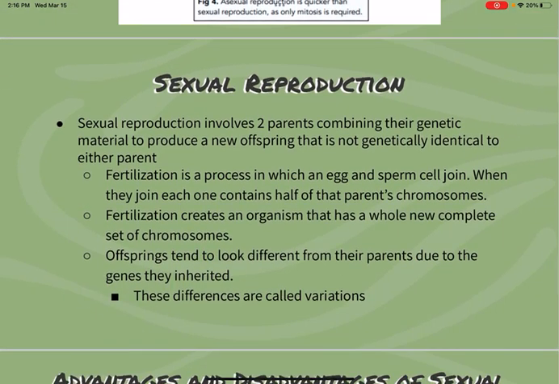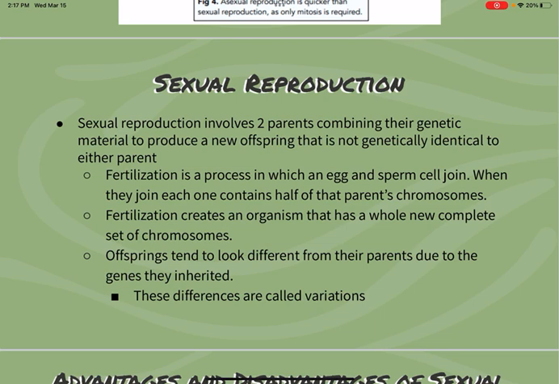Now, sexual reproduction, this is where you have to have two parents. They combine their genetic material to produce an offspring that is genetically different from the parents. This is where you get your variation. Whenever an egg and a sperm cell join up together, we call that fertilization. That happens with plants. That happens with basically every organism. That's what it's called. And fertilization, again, creates an organism that has different genetic material from the parents.